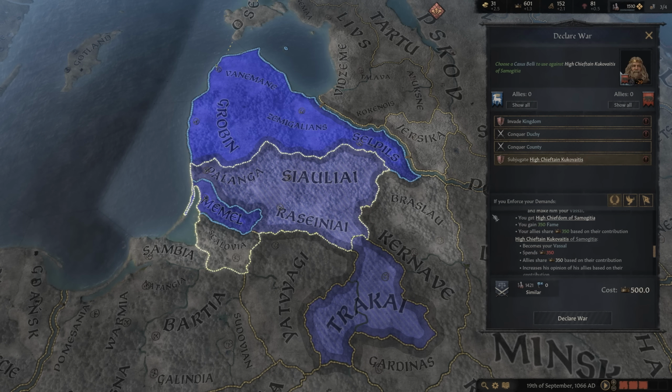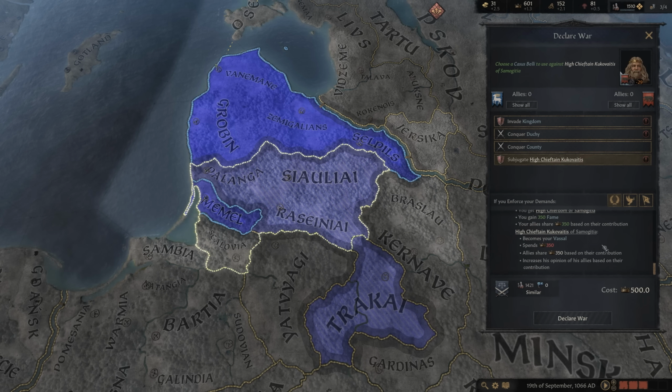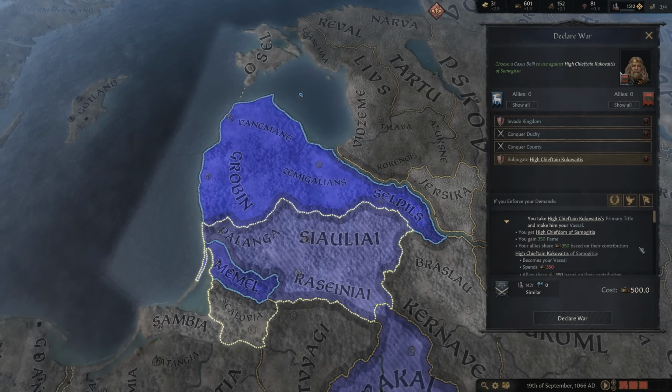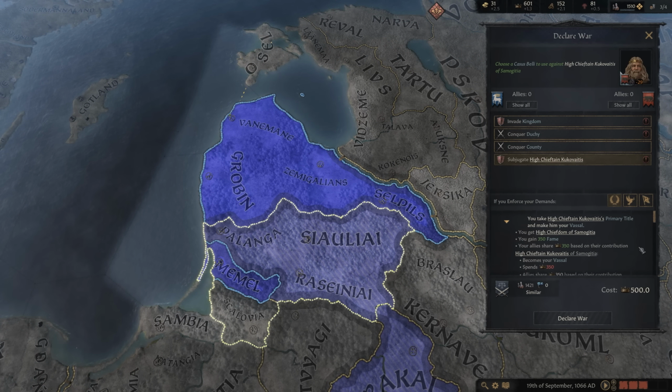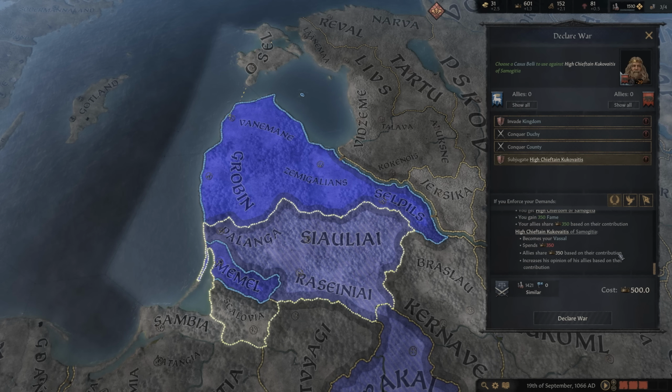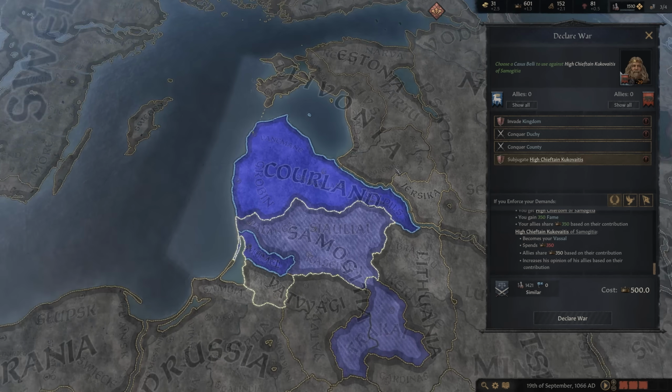With subjugate, I target all of his lands, and it's pretty potent, because you're pretty much just taking this guy entirely into your territory and making him your own. I think it's a really awesome way to use tribal here. You take High Chieftain's primary title and make him your vassal. You gain 350 fame, and then he becomes your vassal, and so on. But I think it's a really awesome way to take over a particularly large force that you know you outnumber without having to do a number of conquests.